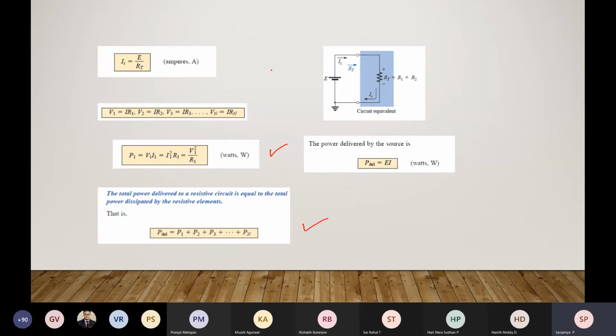Is this visible? Are all the fonts visible? Yes, ma'am.